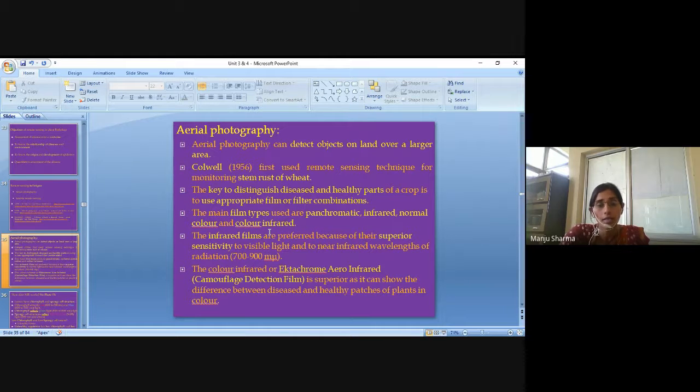The color infrared Ektachrome aero infrared, that is camouflage detection film, is superior as it can show the difference between diseased and healthy patches of plant in color. Then the aerial photography.